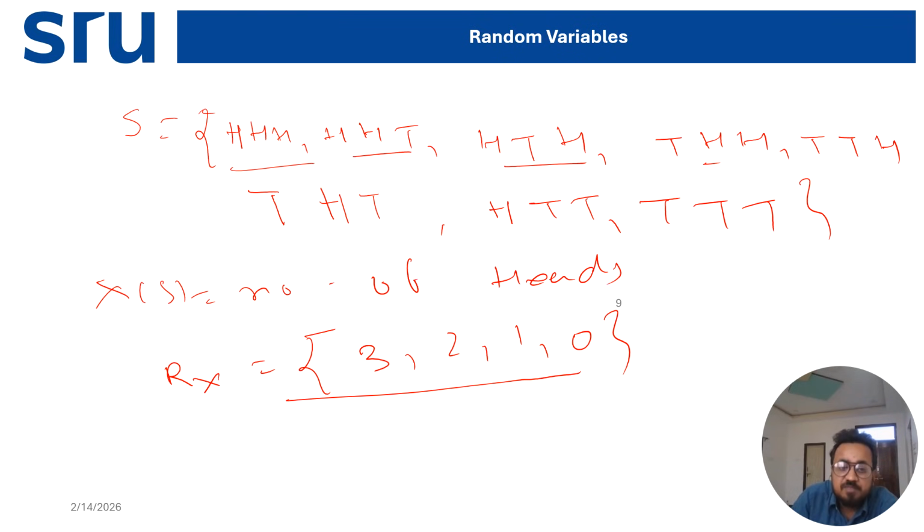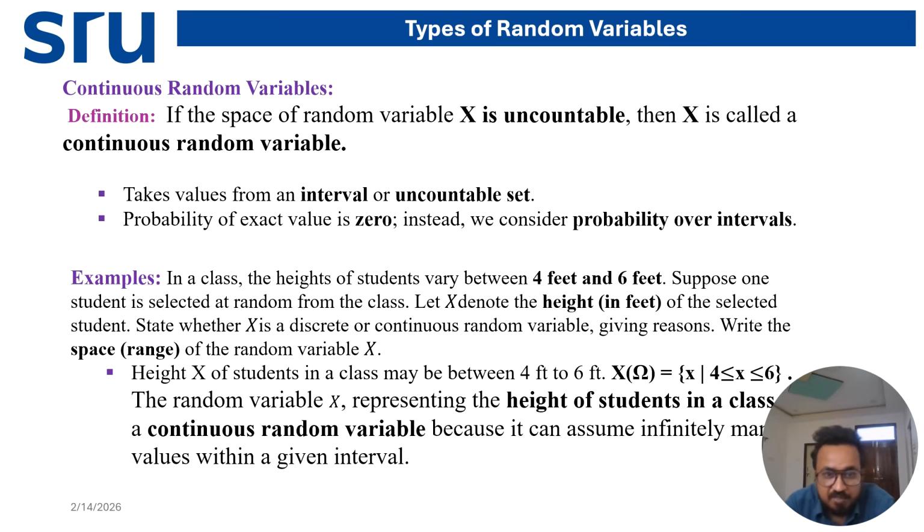So as we can see, the space or range of this random variable is finite, so this is a countable set. That's why whenever we toss three coins simultaneously, the corresponding random variable will be a discrete random variable. So now we understand the concept of discrete random variable.